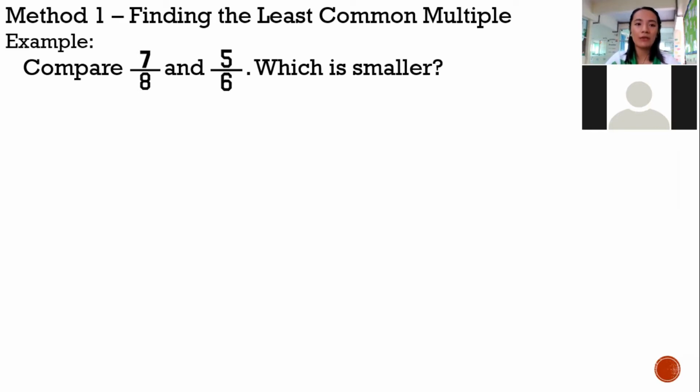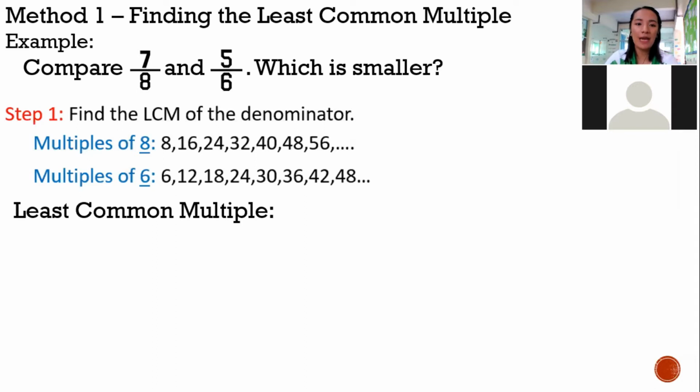So for example, it said compare 7 over 8 and 5 over 6. Which is smaller? Step 1. Find the LCM of the denominators. Okay, so we have 8 and 6. First, multiples of 8: 8, 16, 24, 32, 40, 48, 56, and so on. Next, the multiples of 6: 6, 12, 18, 24, 30, 36, and so on. Now, what is the least common multiple of 6 and 8? So the answer is 24.